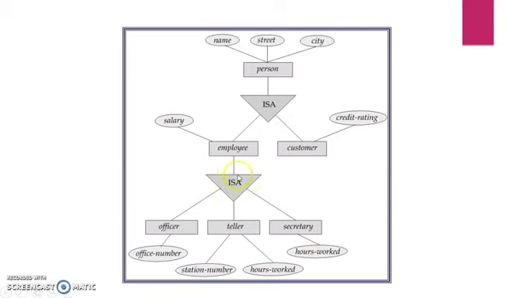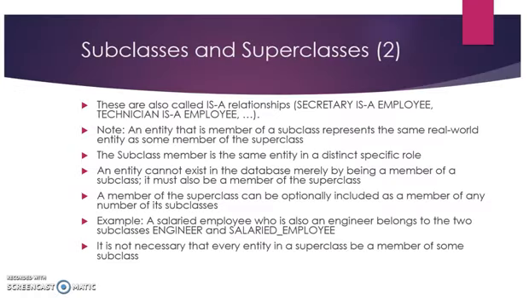Here this means that officer is an employee, teller is an employee, and secretary is also an employee. Here employee is a person and also customer is a person. This kind of representation was not possible with basic ER, and here this enhanced ER diagram can represent the system more accurately. Subclasses and superclasses are also known as IS-A relationships. Secretary is an employee, technician is an employee, etc.